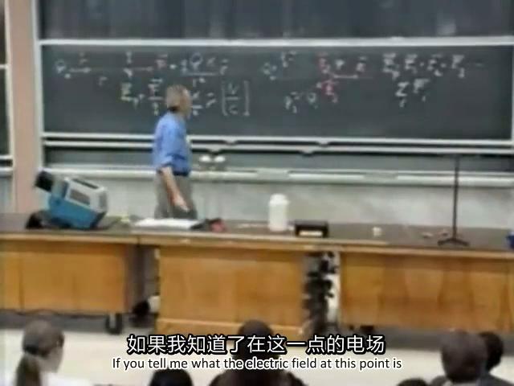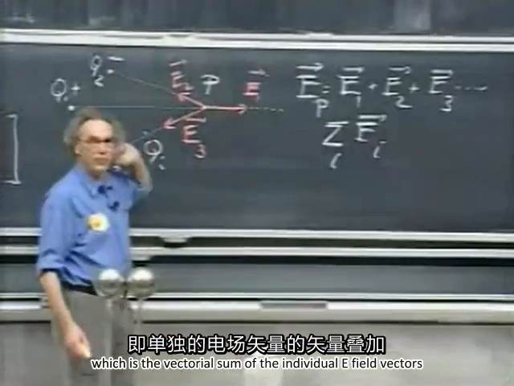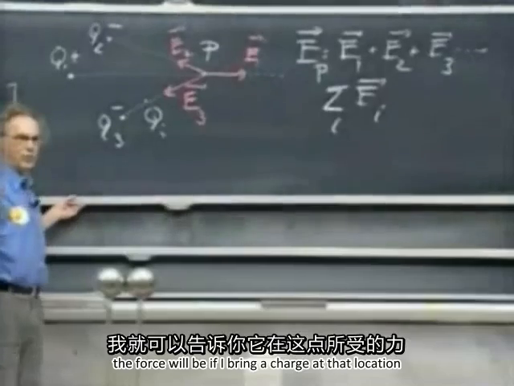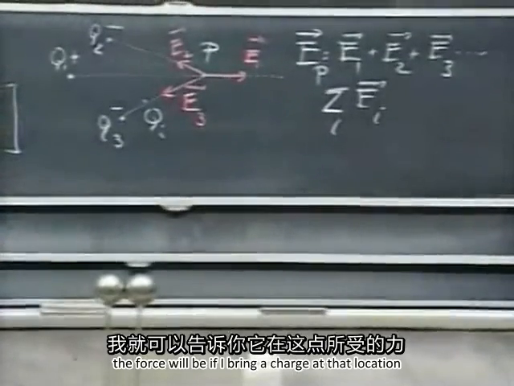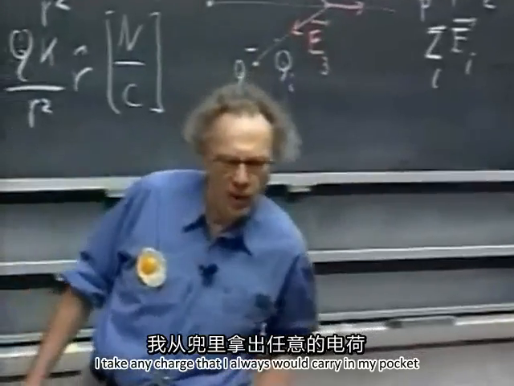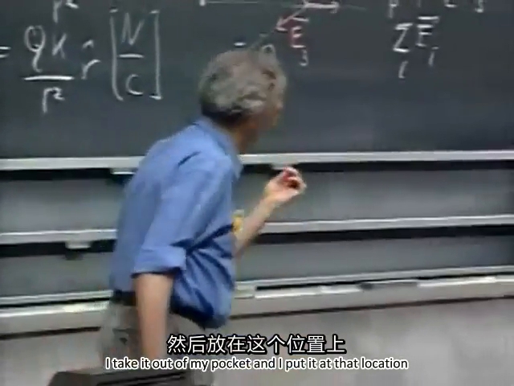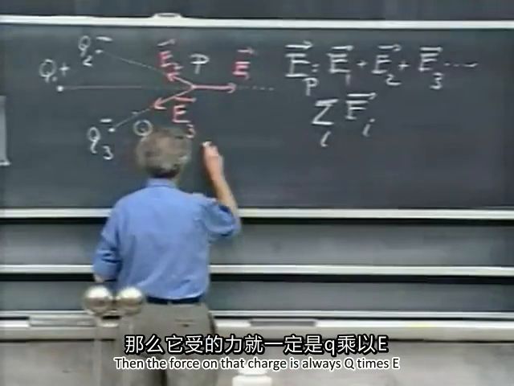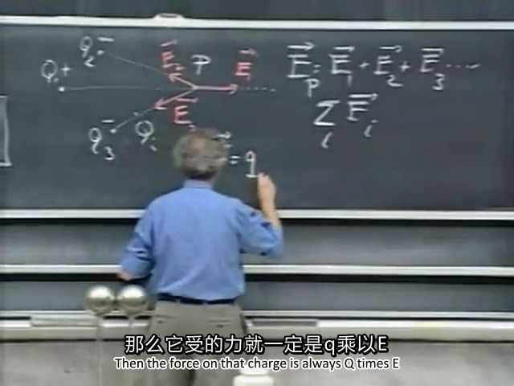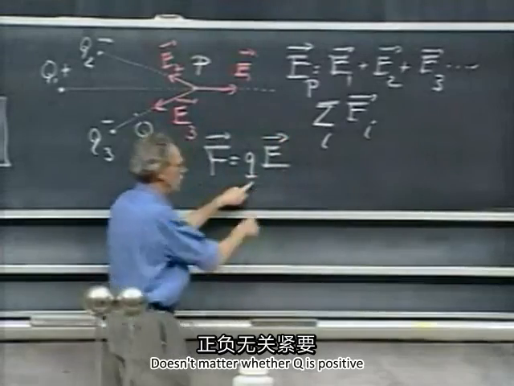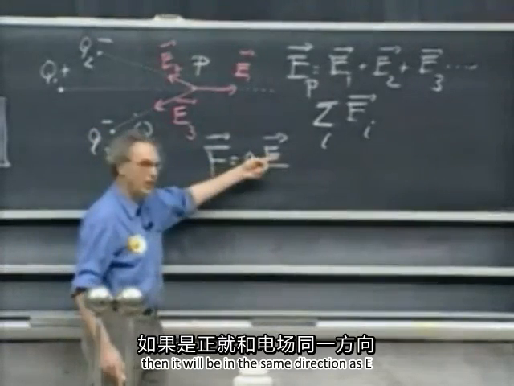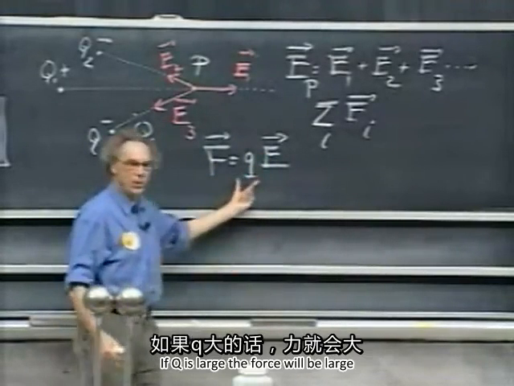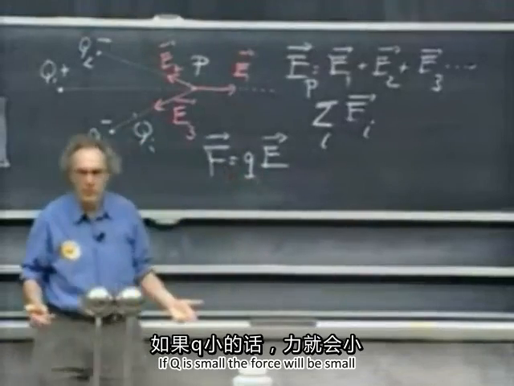If you tell me what the electric field at this point is, which is the vectorial sum of the individual E field vectors, then I can always tell you what the force will be if I bring a charge at that location. I take any charge that I always carry in my pocket, I take it out of my pocket, and I put it at that location. And that charge that I have in my pocket is little q. Then the force on that charge is always q times E. Doesn't matter whether q is positive, then it will be in the same direction as E. If it is negative, it will be in the opposite direction as E. If q is large, the force will be large. If q is small, the force will be small.